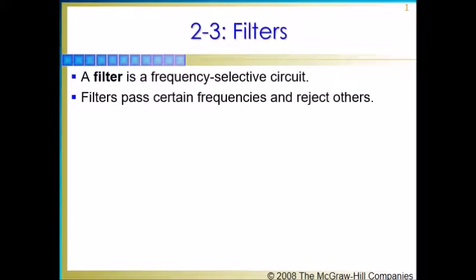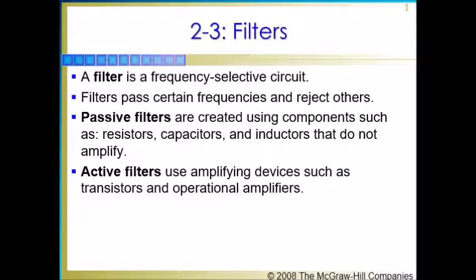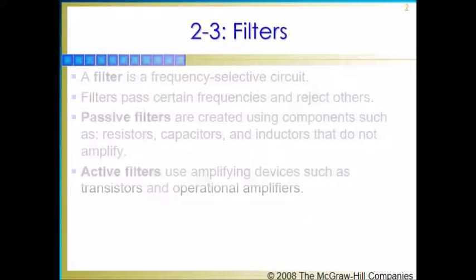A filter could be active or passive. Passive filters are created using components such as resistors, capacitors, and inductors that do not amplify. On the other hand, active filters use amplifying devices such as transistors and operational amplifiers. The main difference between active and passive filters is that passive filters cannot cause a power gain. They cannot bring energy into the circuit, nor can they regulate the current. An active filter can add energy into the circuit and also control the current.